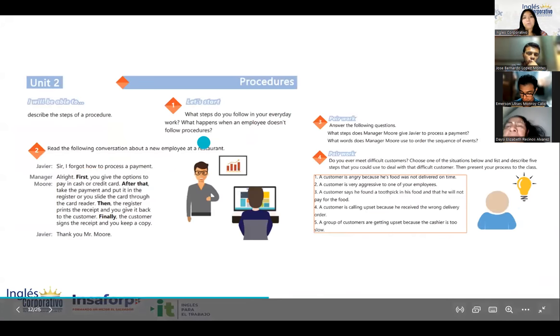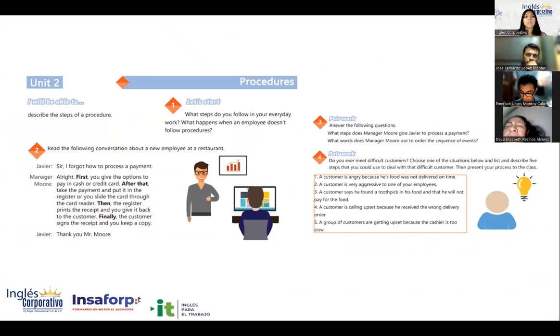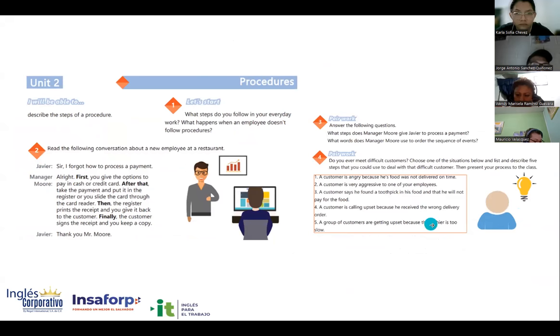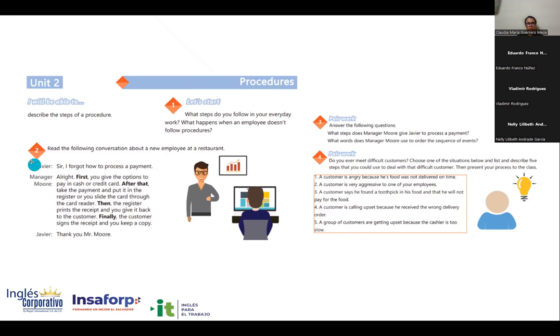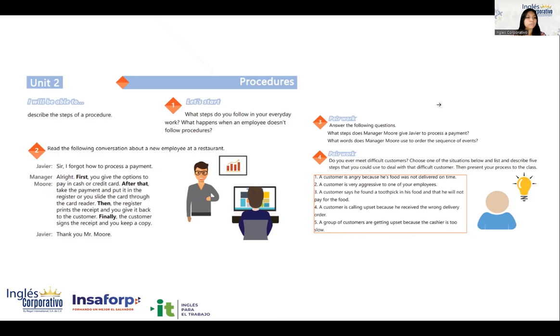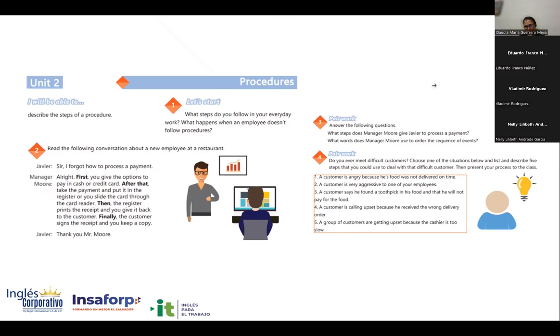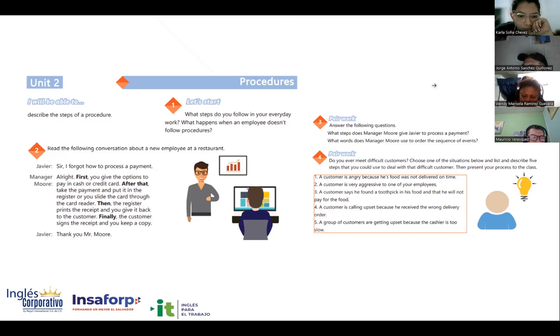Now let's move and go to the book, right? Let's talk about the book. So we're going to start with a role play. We have Javier and Manager Moore. So can you please be Javier? Mauricio, be Javier, okay? And Claudia, please be Manager Moore. Okay, Javier, please, Mauricio? I think you are muted, Mauricio. I'm sorry, it's me. Okay, sorry.